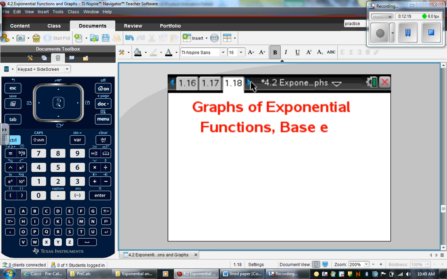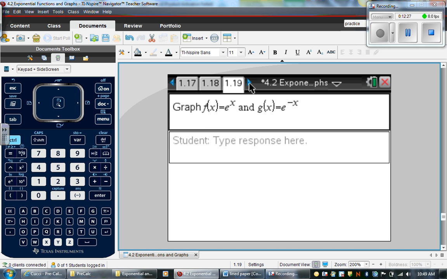All right, so the next thing we're going to look at is graphs of exponential functions with a base of e. So this is going to be quite a bit of graphing. What we're going to do is take a look graphically at e to the x and e to the negative x to see what the differences between the two are. And we're going to do that right on a graph page.